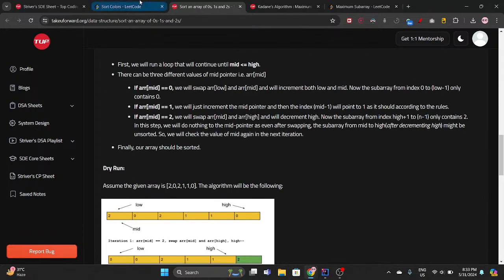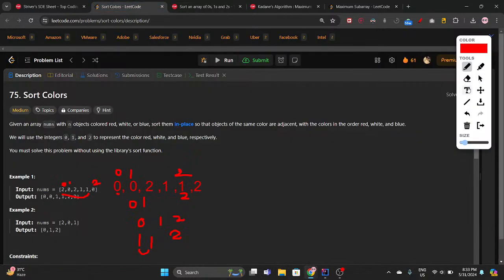So what are the conditions? I will tell you. If 0 equals 0, 0++, 1++. If 0 equals 2, 2 minus 1. Swap and 2 minus minus.